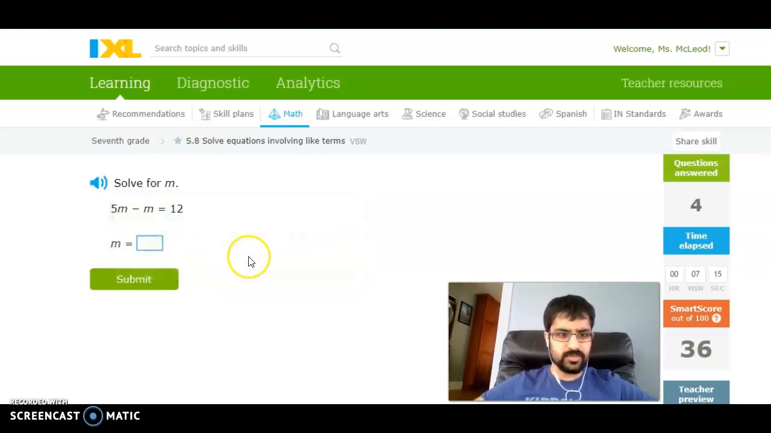Huh, that couldn't have been easier. Let me try another one in my head. 5m minus 1m. I subtract the coefficients. 5 minus 1 is 4. And then if I have 4m equals 12, then I need to divide that 4 on both sides. 12 divided by 4 is 3.